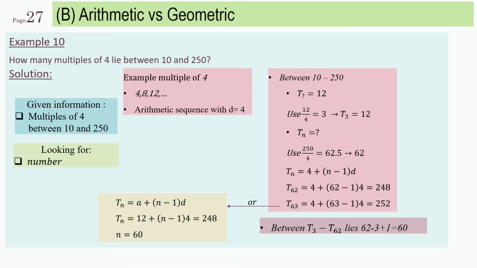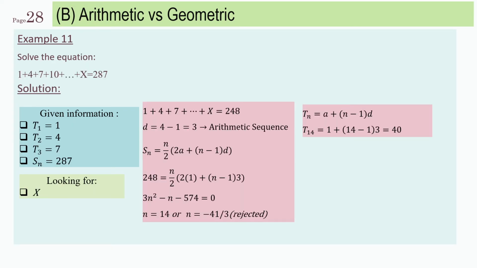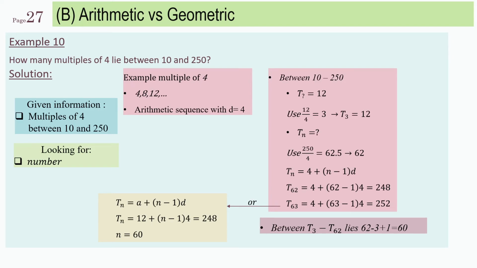Okay, so now example 10 is slightly different from before, because they didn't tell you whether it is arithmetic or geometric. They only asked how many multiples of 4 lie between 10 and 250. Maybe at first, when you hear the word multiple, straight away you will think it is a geometric. Now you should ask yourself, what is a multiple of 4?